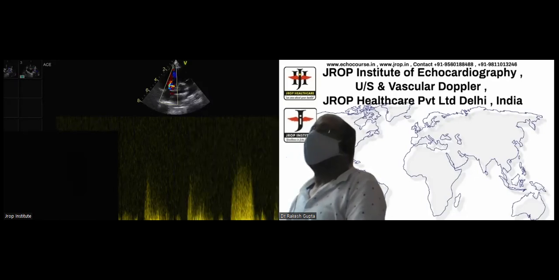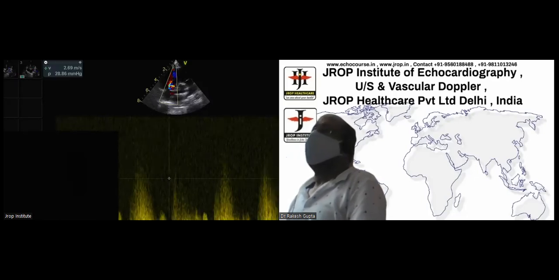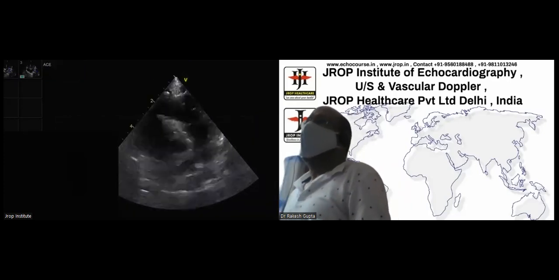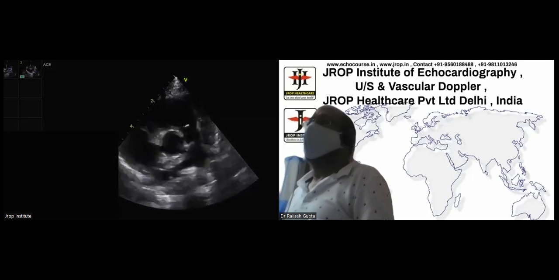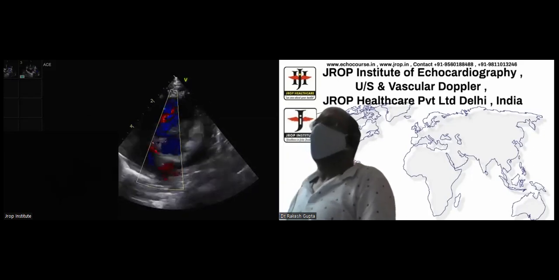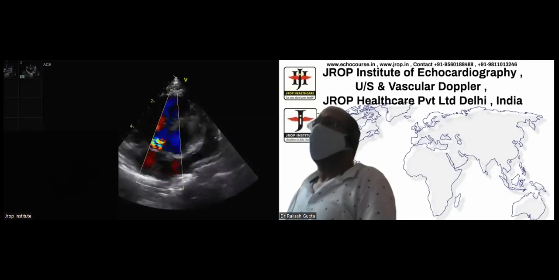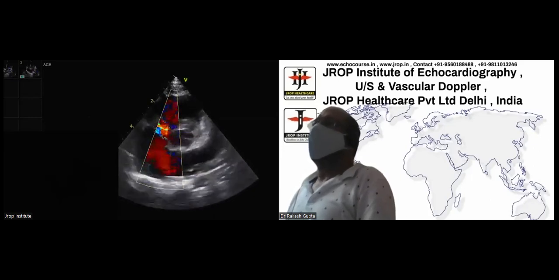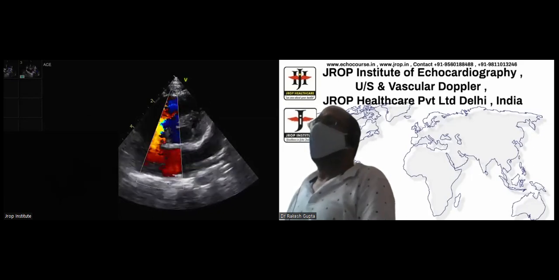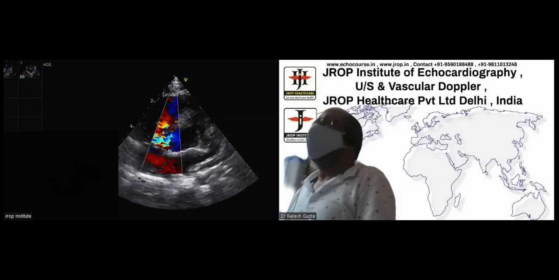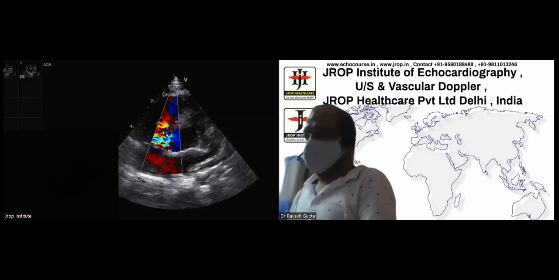We are imaging, oblique imaging is there. This is almost 54 or 55. Let me just try to get to the maximum gradients. Yeah, it's a direction. If you look very carefully, the jet direction is towards the tricuspid valve over here. And then it straightens up. This is definitely a paramembranous VSD.